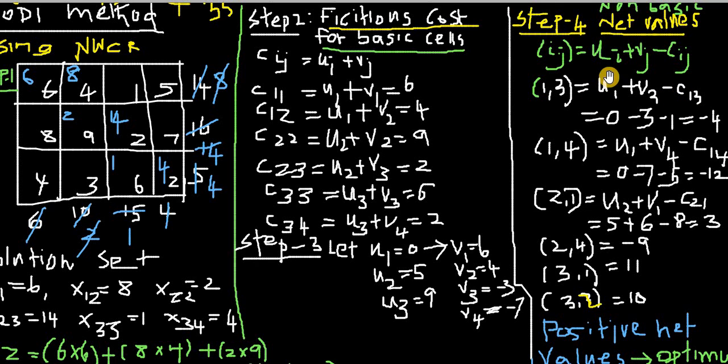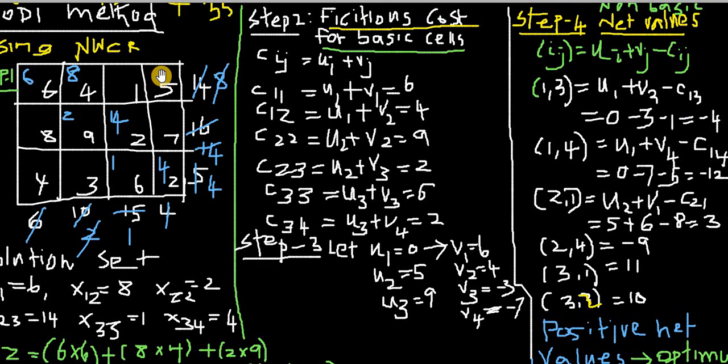Now, what is the value of u1? The value of u1 is 0. What is the value of v3? The value of v3 is minus 3. So substitute these values here, minus c13. c13 means this transportation cost, which is 1. So 0 minus 3 minus 1 equals minus 4. Therefore, the net value for this non-basic cell is minus 4.